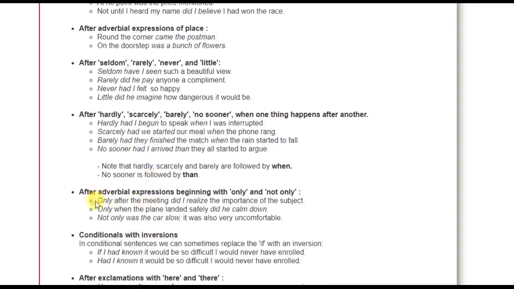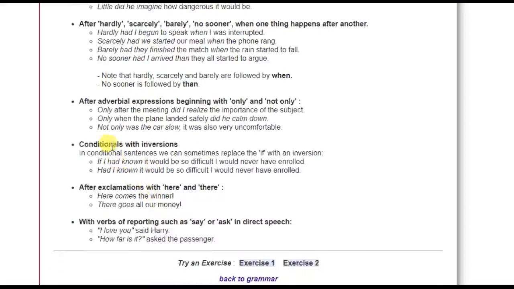After adverbial expressions beginning with only and not only, only after the meeting did I realize the importance of the subject. It's inversion. The normal form of this sentence is, I did realize the importance of the subject only after the meeting. Conditional inversions. In conditional sentences, we can sometimes replace the if with an inversion. Had I known it would be so difficult, I would never have enrolled.